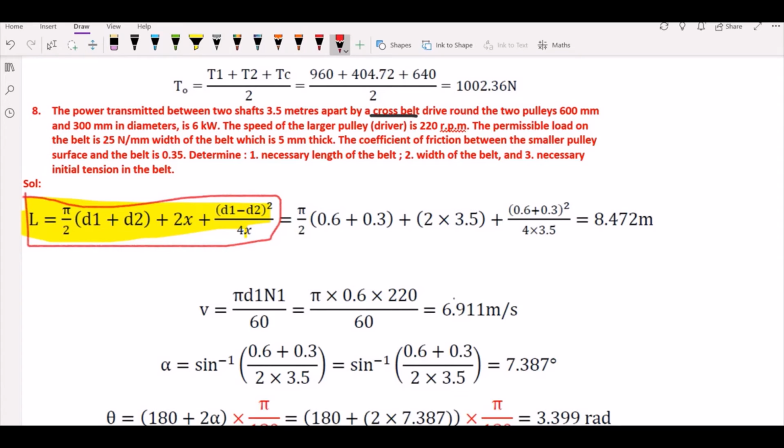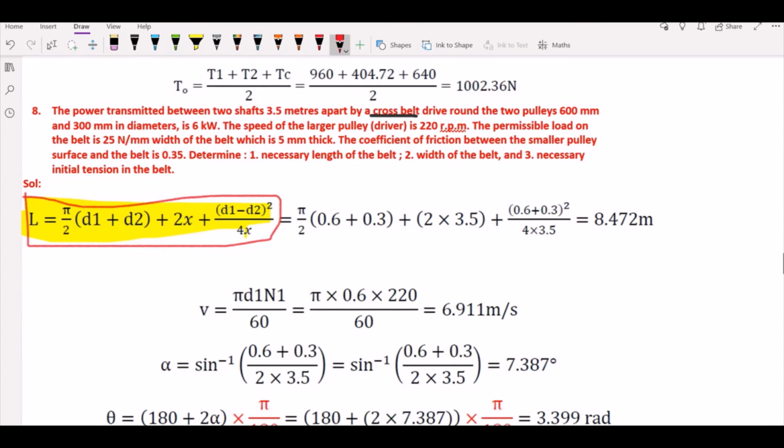Next, width. How do you calculate your width? Width can be calculated as b is equal to T dash, so T1 by T dash. There is one relation: you can calculate T is equal to sigma into b into t. If your width is given, thickness is given, your stress is given, then you can calculate from that if your tension is given. Or else you can calculate from the relation b is equal to T1 by T dash, where T1 is your tension and T dash is your maximum tension. That is about the width.